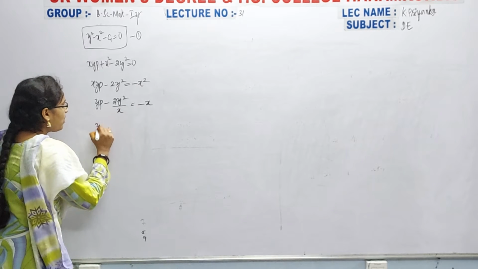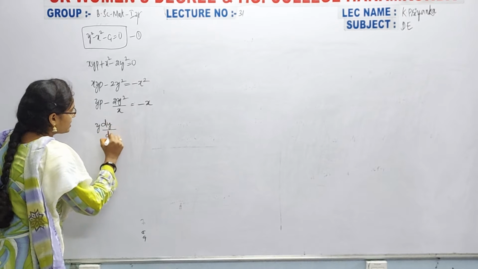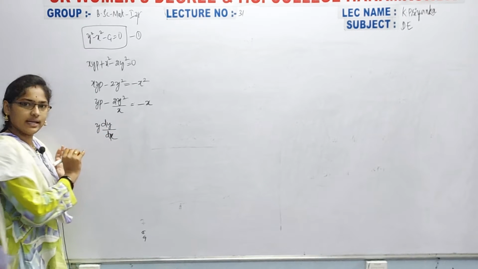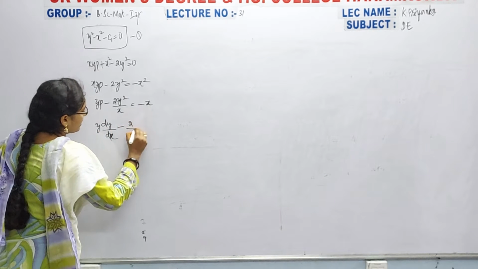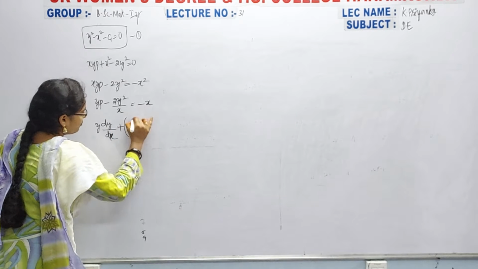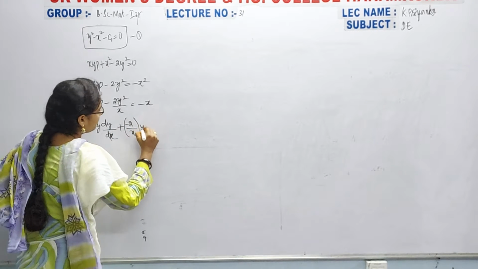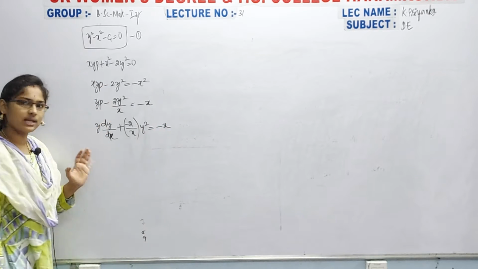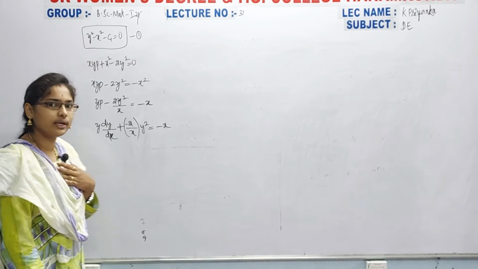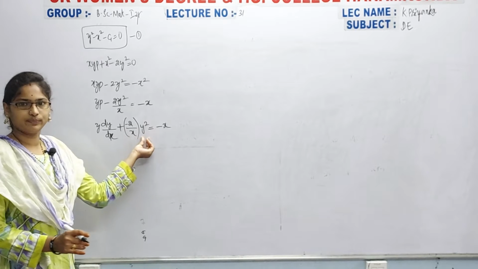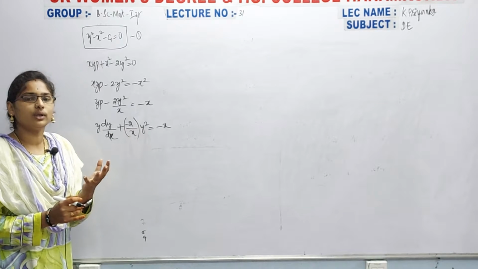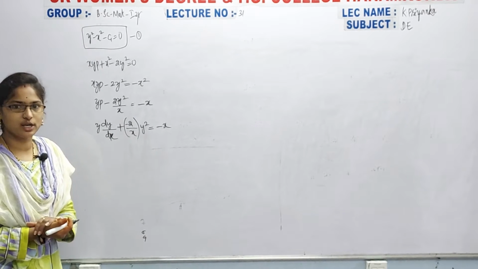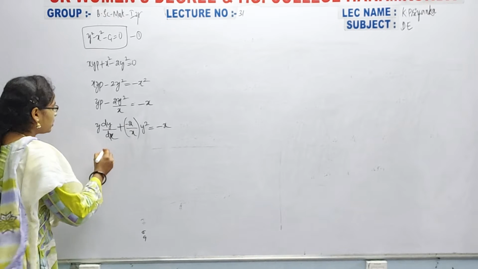Now what do we know? We know that the value of p is nothing but dy by dx. I am writing it as y dy by dx plus minus 2 by x into y square equal to minus x. So like this I have. Now I have to take this one. Already you know the non-linear differential equation procedure. Now I am taking that one.